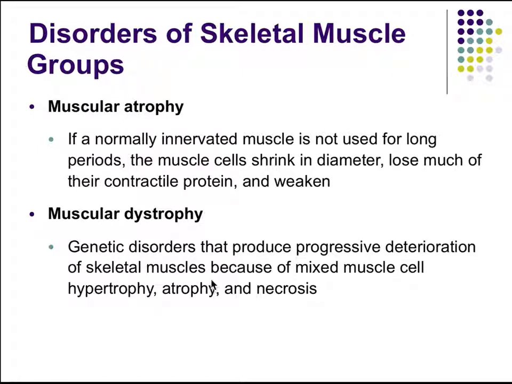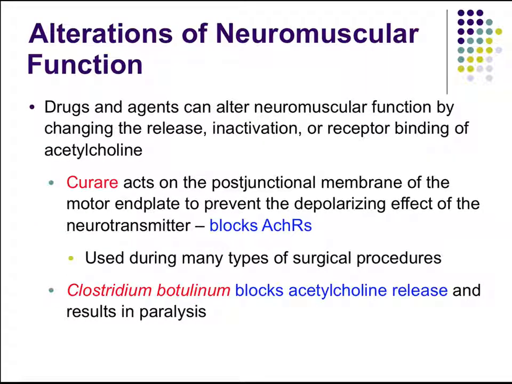And then again, because this is a genetic disorder that is progressive, muscle necrosis can also occur as well. So, alterations of neuromuscular function. Let's talk about what happens at the neuromuscular junction.